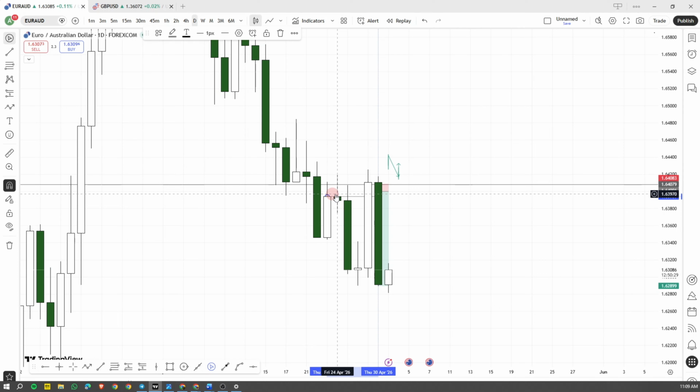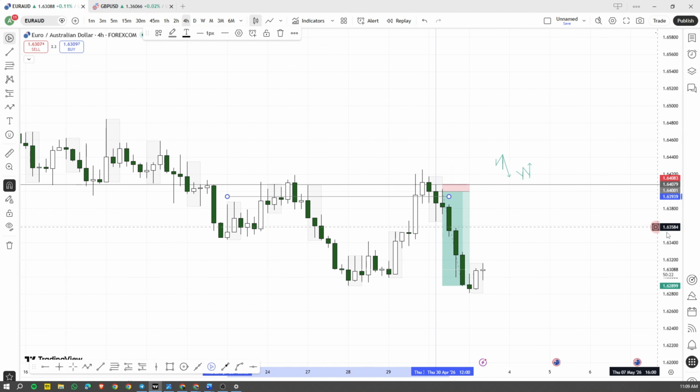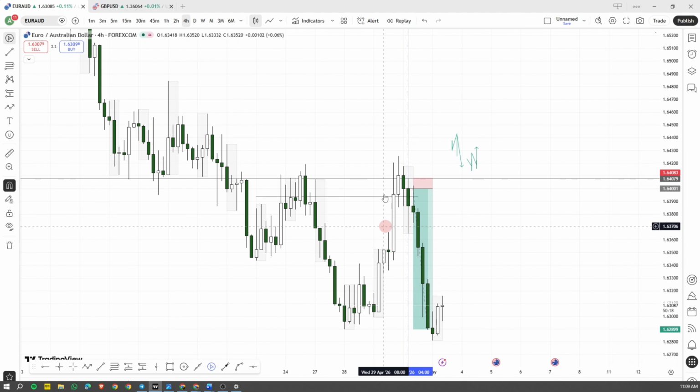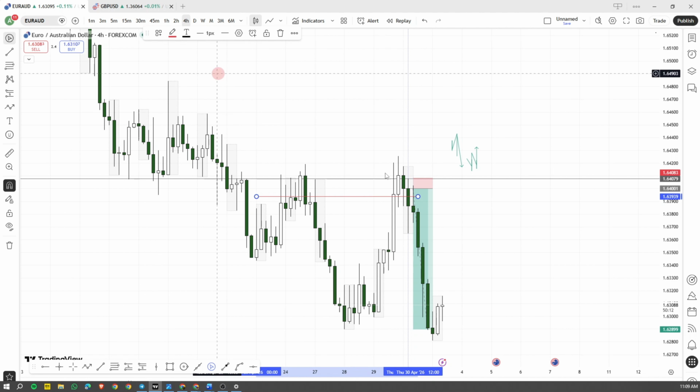So what do you do after daily rejects daily? You go to the 4 hours for a breakout. Let's go to the 4 hours. This is on the 4 hours. On the 4 hours, what did we see? Remember, this is our, let me mark it with red. This is our daily level, and we saw that daily has rejected daily. Now we needed to get a 4-hour breakout.